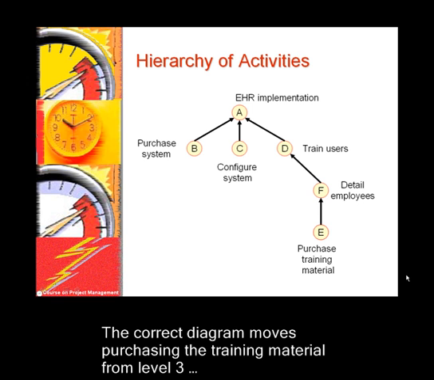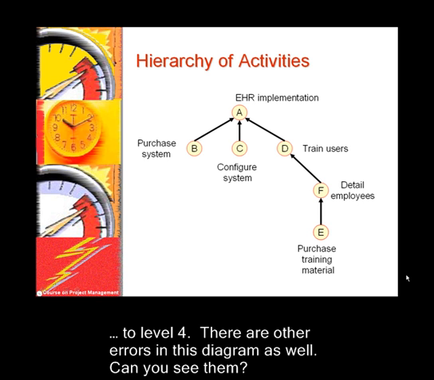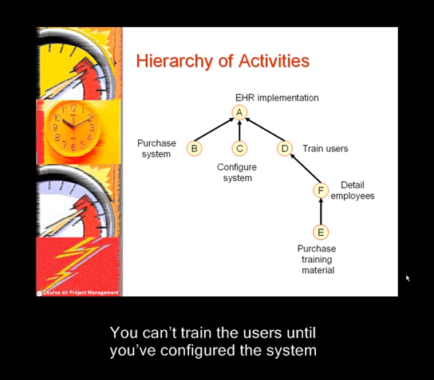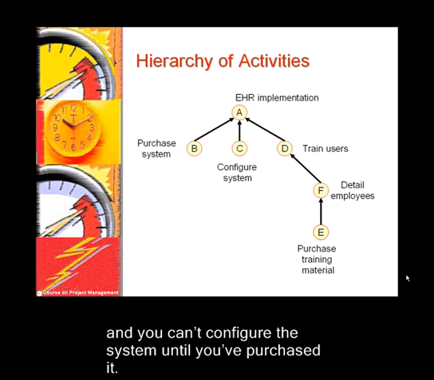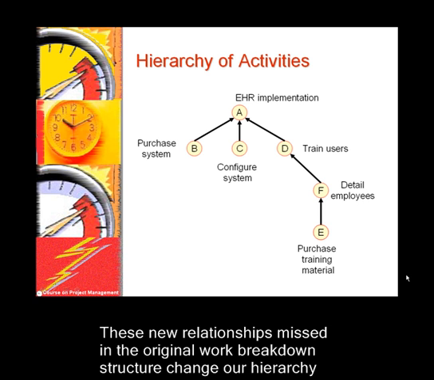The correct diagram moves purchasing the training material from level 3 to level 4. There are other errors in this diagram as well. Can you see them? You can't train the users until you have configured the system, and you can't configure the system until you have purchased it. These new relationships, missed in the original work breakdown structure, change our hierarchy of activities.